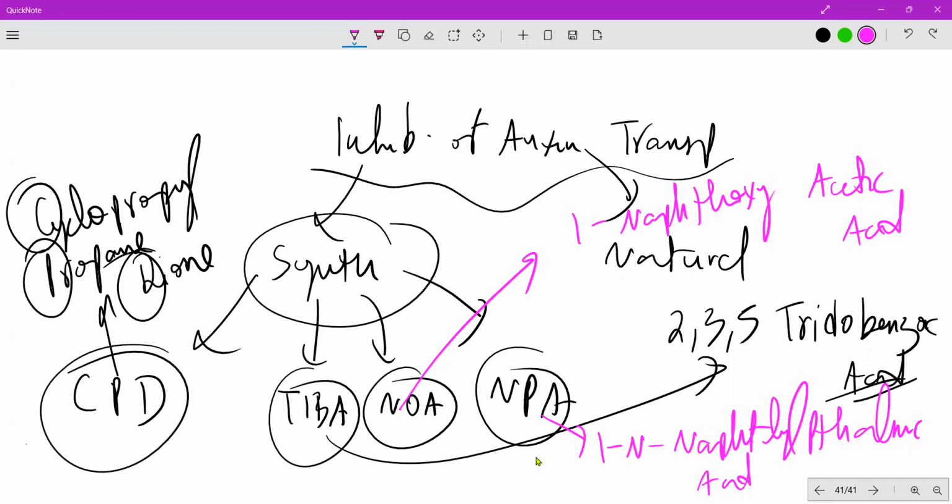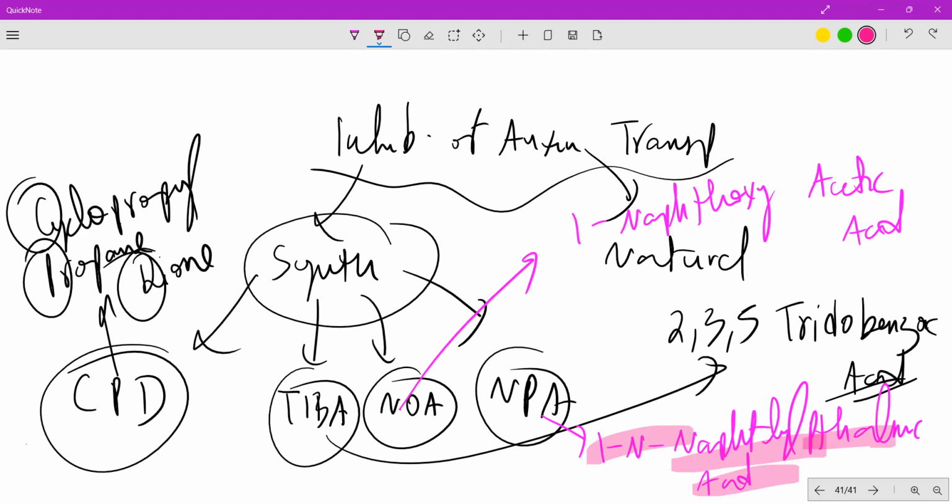But if I am smart enough, I'll ask you, inhibitor of which one, influx or efflux? Both? Excuse me, sir. Yes, tell me. What is the full form of NPA? The full form of NPA is written there: 1-N-naphthyl phthalamic acid. Okay? Thank you, sir.